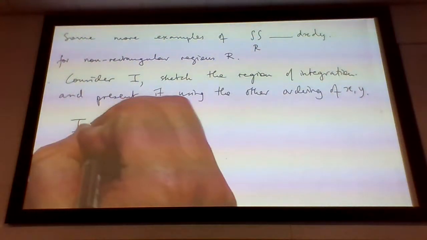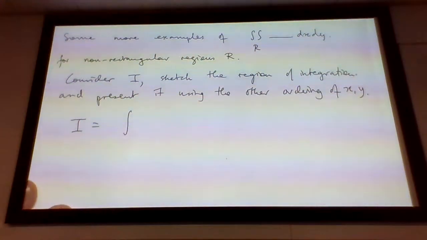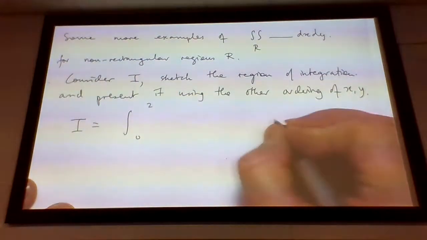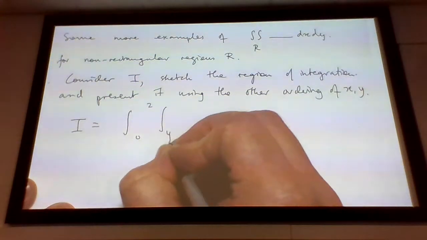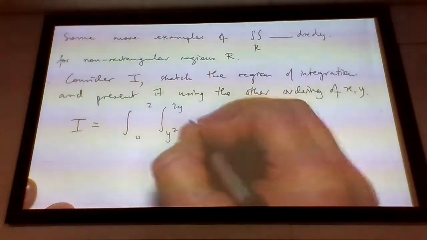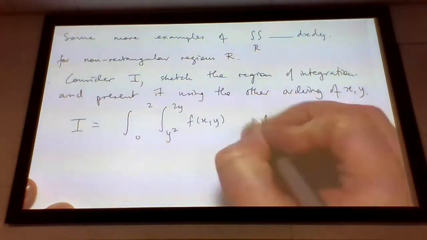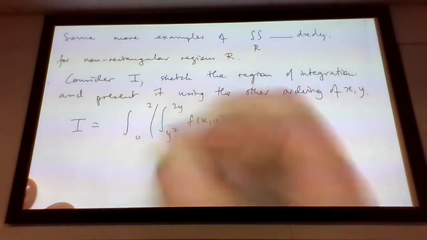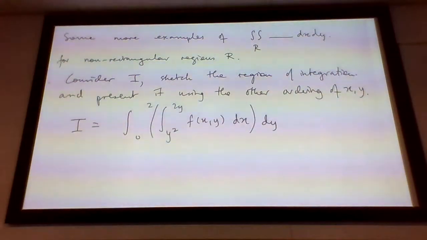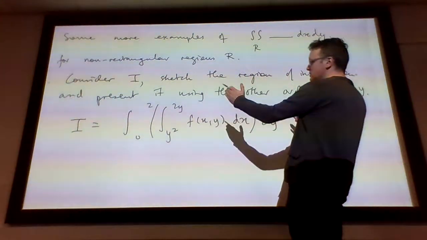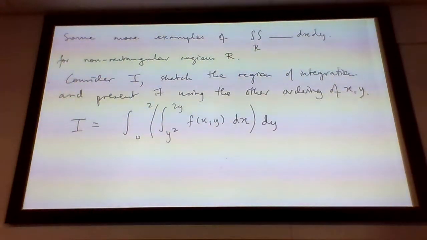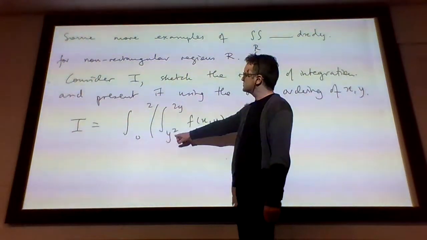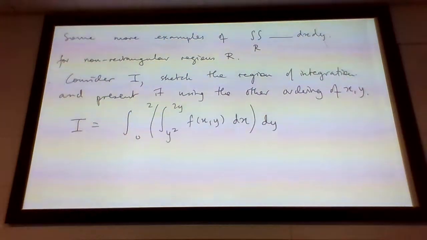So here's the integral. At the beginning, we're integrating from 0 to 2 dy, and inside that, we're integrating from y squared to 2y, some function we're not going to be specific about, some function f of x, y. Okay. So the outer integral is y going from y equals 0 up to y equals 2, and the inner integral is the integral with respect to x, and this goes from x equals y squared up to x equals 2 times y. Okay.